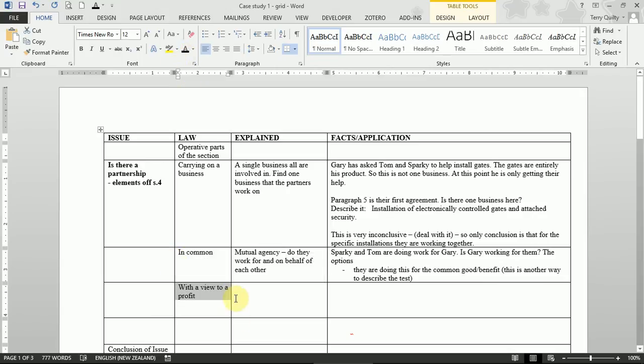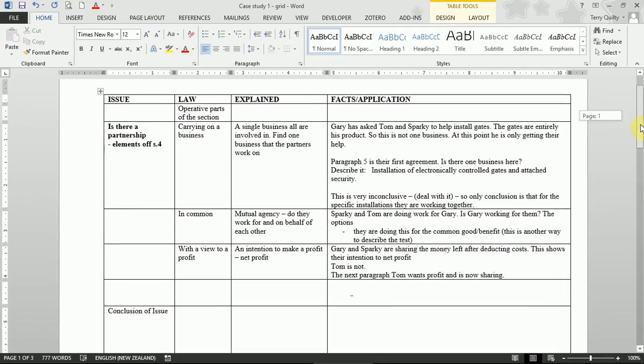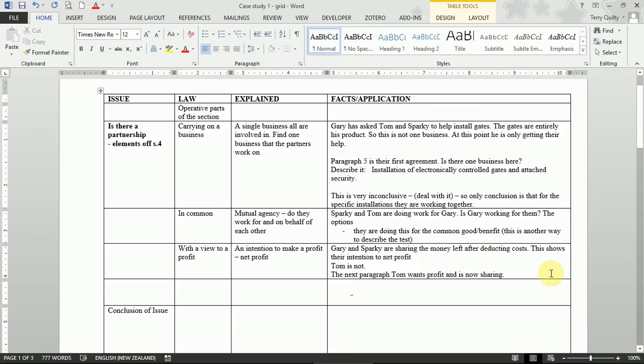The third requirement is a view to a profit. Now we know that's taken to mean an intention to make a net profit. And we've also discussed what that means from a legal perspective. This has a stronger argument than the first 2. Gary and Sparky are sharing the money left after deducting costs. So although it's not really an accounting profit, it shows their intention to have a profit from the proceeds of the business after paying creditors. Tom is not. But in the next paragraph, Tom is sharing the profit.